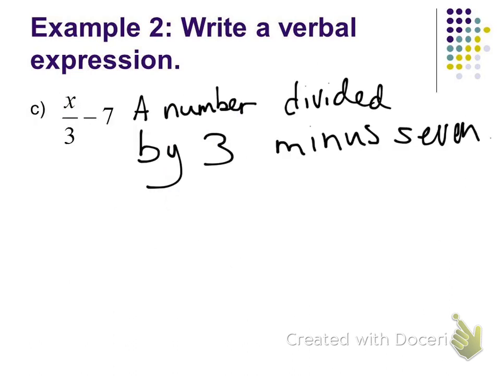So part C is another one where there are just so many ways to say it. A common one would be to use that fancy word quotient, or just like this, a number divided by 3 and then minus 7. I'm not sure why I wrote 3 and then I wrote out the number 7. There's no significance there, so I am sorry.